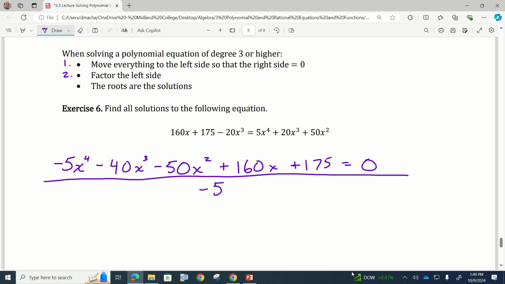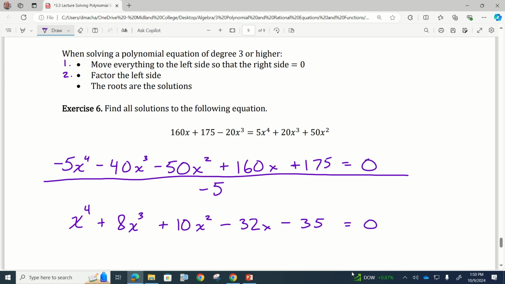And that would give me x to the power 4 plus 8x cubed plus 10x squared minus 32x minus 35. And 0 on the right-hand side divided by -5 is still 0. And whenever I'm just solving an equation, I don't actually have to keep track of the leading coefficients or anything like that. I don't need to factor out a -5 because all I really care about is how do I solve this equation. And so far, the equation is still balanced.